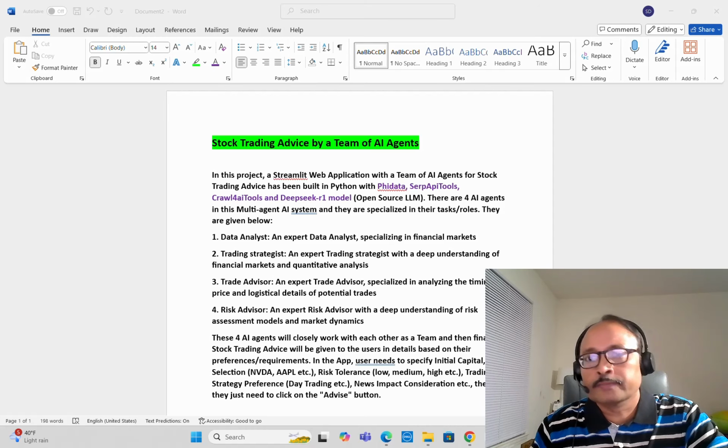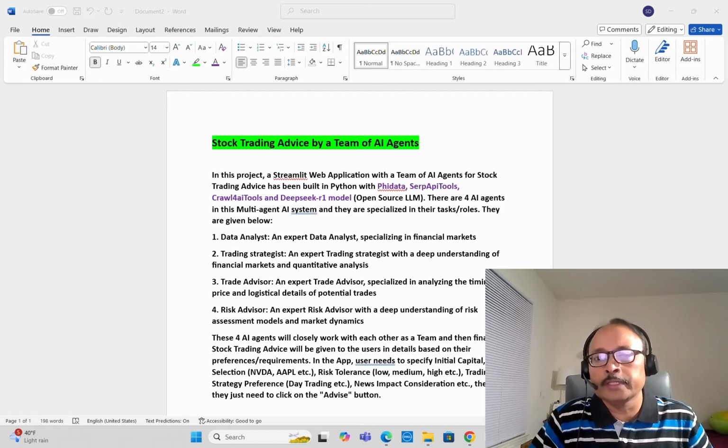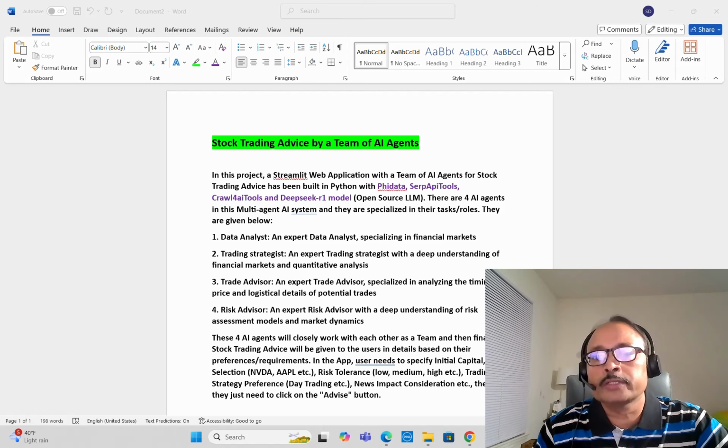So we'll be using Phidata. As you know, Phidata is an amazing framework for building agentic applications. Then also SerpApiTools, that is for the Google search, which is also part of Phidata. Then we'll also use Crawl4aiTools, that is also part of Phidata. Crawl4aiTools is used basically for web crawling and web scraping, that is extracting information from various websites. And SerpApiTools is for the Google search.